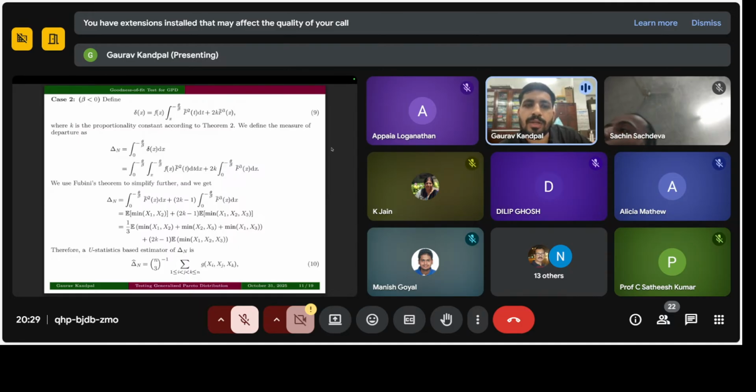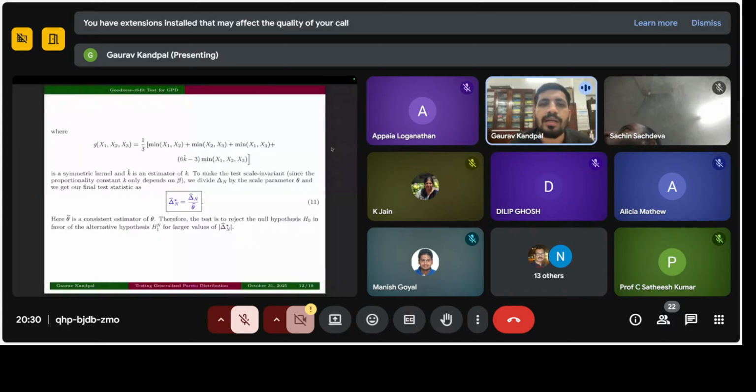Further, using Fibonacci theorem and simplifying further, we found that this delta n has a very simple expression: one-third of the expectation of some very basic mathematical functions, which are minimum, addition, and product. Then we again use the U statistic theory to estimate this test statistic, and we find delta hat n, which is given as expression number 10, where G is defined like this, G is a symmetric kernel, and K hat is an estimator of K.